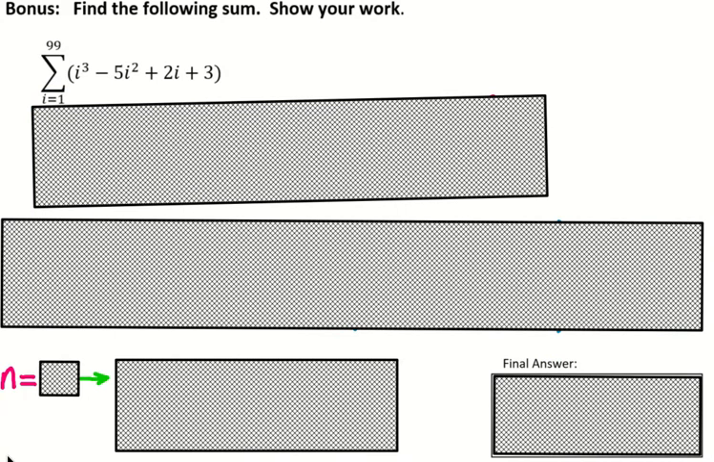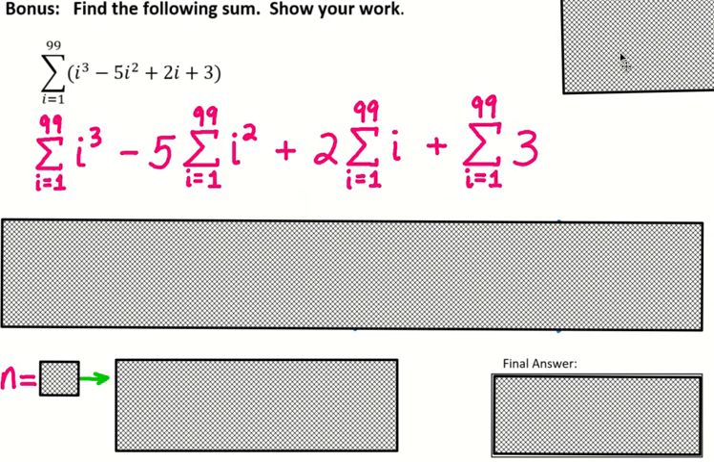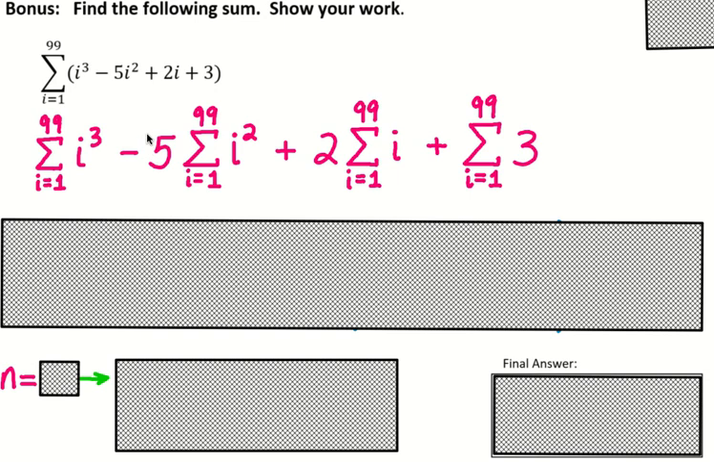Another completely bonus question, you lucky ducks. Find the following sum, from 1 to 99. Woo! I suppose theoretically you could write out all 99 terms if you're a lunatic. So here's what you're going to do. Sorry, I almost got ahead of myself.